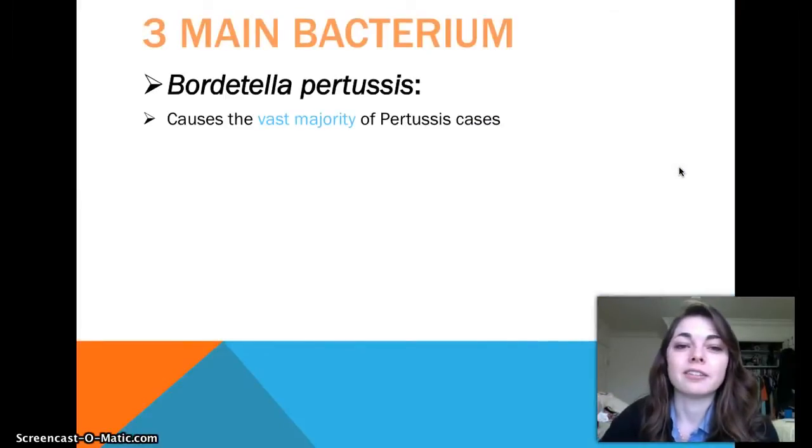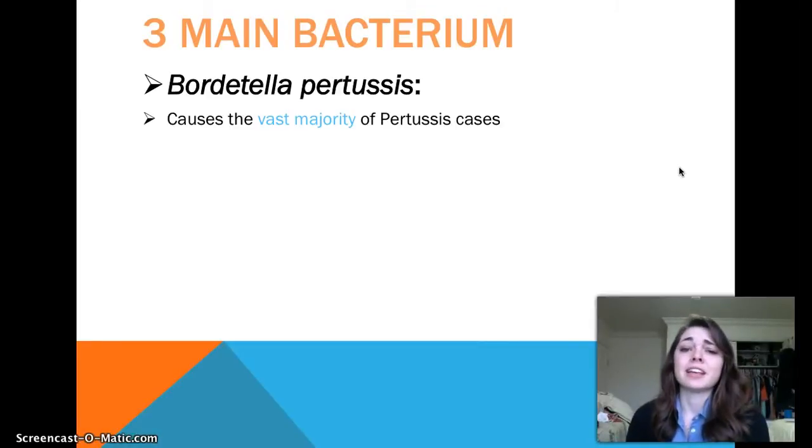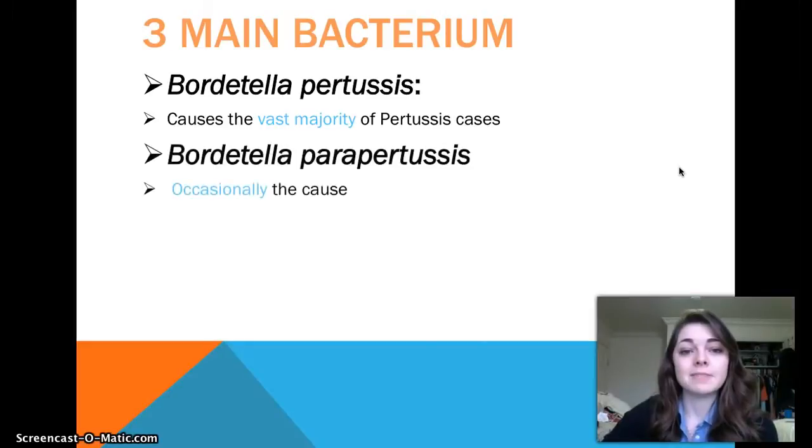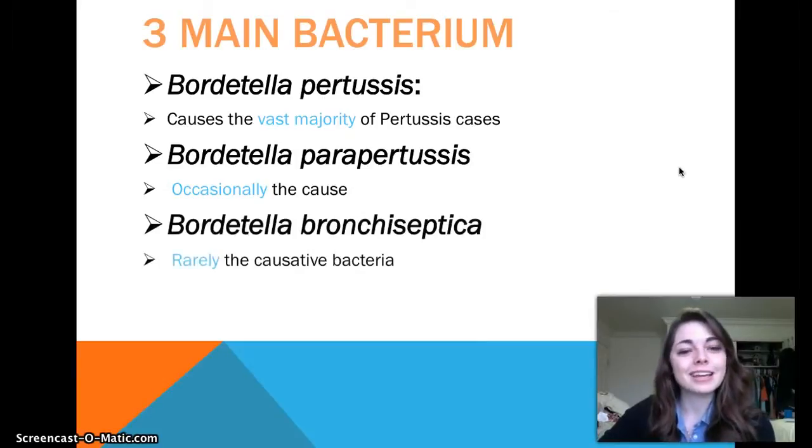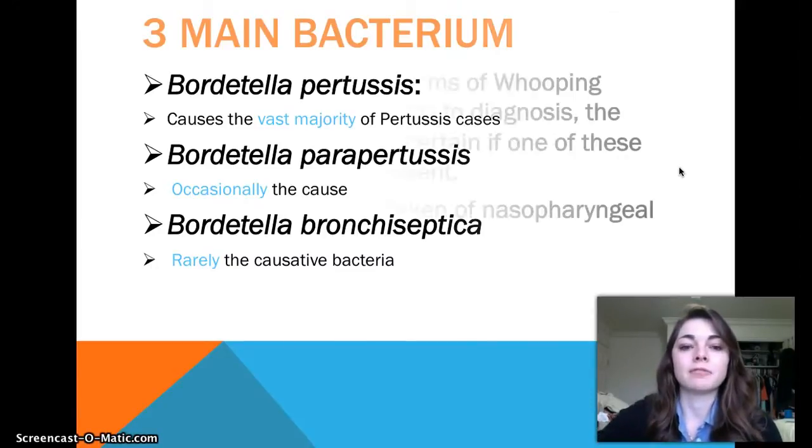So first off, there are three main bacterium that cause pertussis or whooping cough. The first one is Bordetella pertussis. This causes the vast majority of pertussis cases, the vast majority of diagnoses. There are two other bacterium: Bordetella parapertussis occasionally causes this, and Bordetella bronchoseptica is rarely the causative bacteria. Those three have to be shown present to confirm a diagnosis of whooping cough.